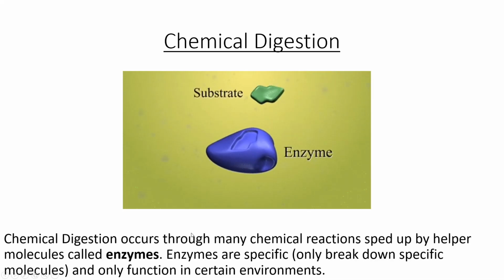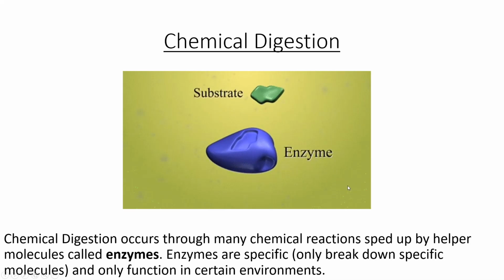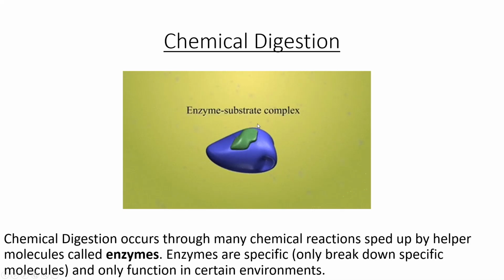I'll just leave this playing. So chemical digestion occurs through many chemical reactions sped up by helper molecules called enzymes. Enzymes are specific. They only break down specific molecules and they only function in certain environments. So what do I mean by all that? Well, enzymes are specific in the fact that there is a specific enzyme for a specific substrate.